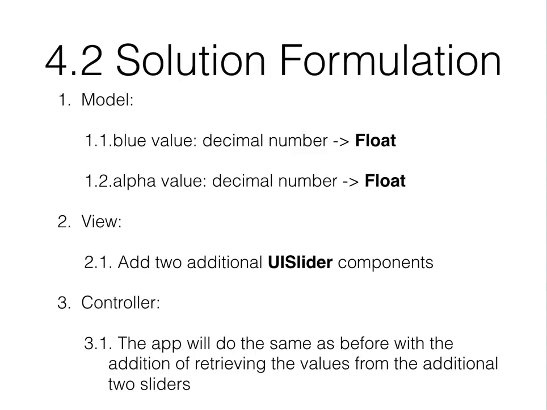So solution formulation, we think of a model, a view, and a controller. So in the model, we need to add 2 additional values, one for blue and one for alpha. Both of them are decimal numbers between 0 and 1, so we will use the float type for both. Notice that the model here is managed at the function scope. I just want you to observe that the model in this case is what we call local to the function. The outlets are connected with a class scope because I want to be able to access it from everywhere.